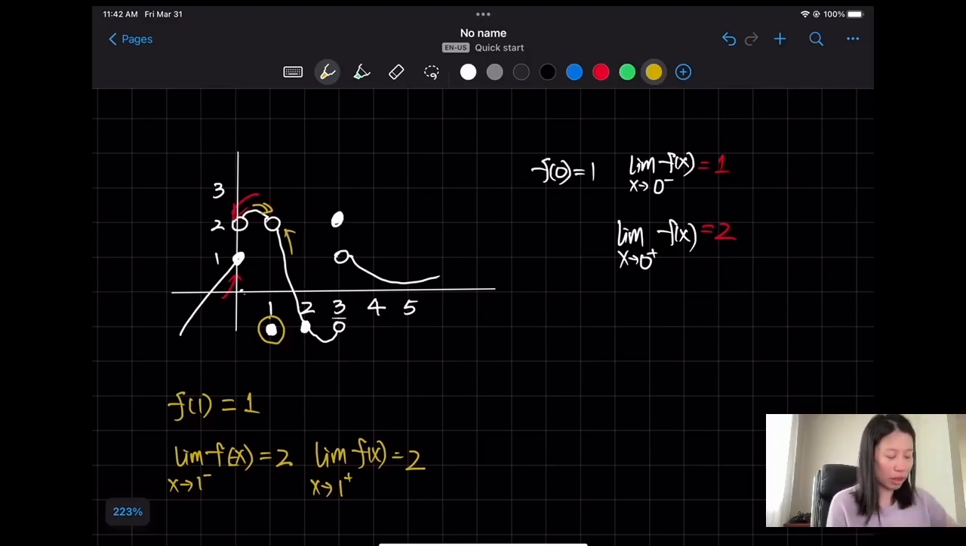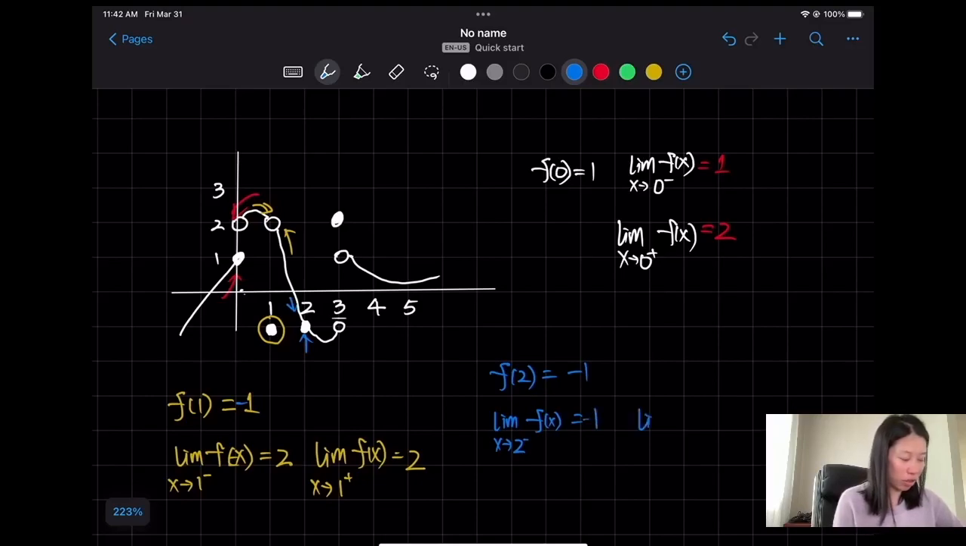A second one is when f of 2 equals what? F of 2 is here equal to negative 1. And then the left side limit as x approaches 2 is also negative 1. And the right side limit, the limit to the right side of the function, also equals negative 1.